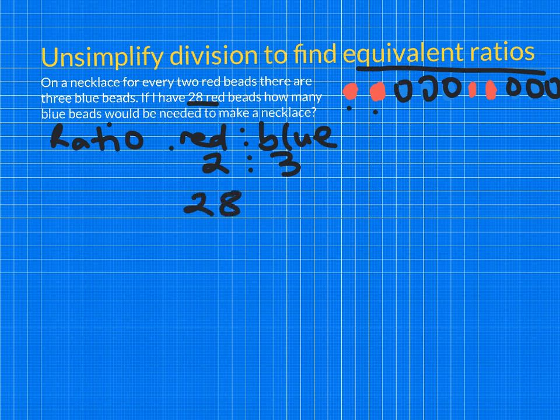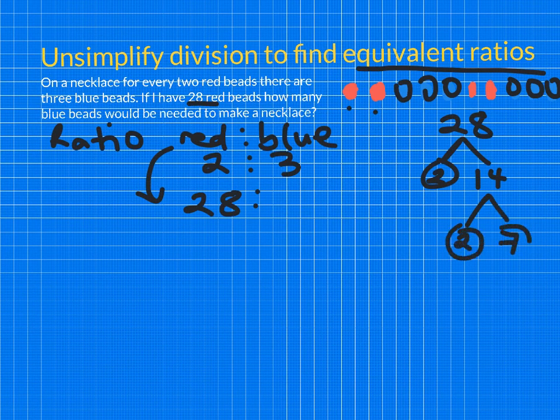We have multiplied the number of red. And to find out what we've done to get from the 2 to 28, we can find the prime factors of 28. So if we break 28 down, that's 2 times 14. 14 isn't prime. 2 times 7, 2 and 7 are both prime. So let's break down 28 into its prime factors. It's 2 times 2 times 7.